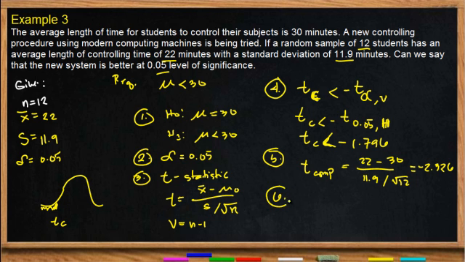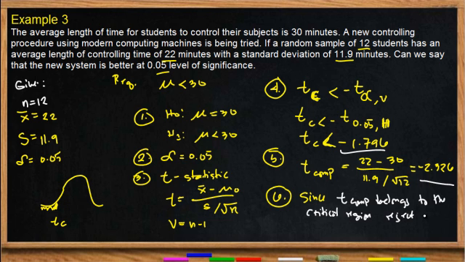Step 6 is to compare what we got in step 5 and step 4, meaning whether t computed belongs to the critical region. The t critical is negative, so it should be less than negative 1.796. The t we computed is negative 2.326. Does it belong to the critical region? Yes, it is less than negative 1.796. Therefore, since t computed belongs to the critical region, reject H0. Rejecting H0, which says that mu is equal to 30, means that the two systems are not the same.